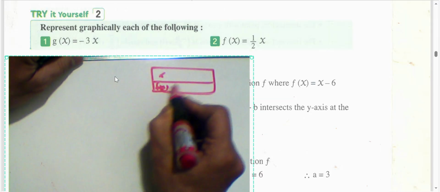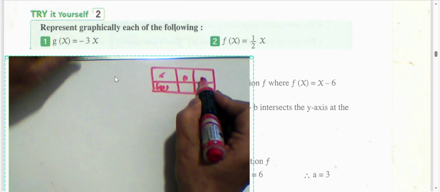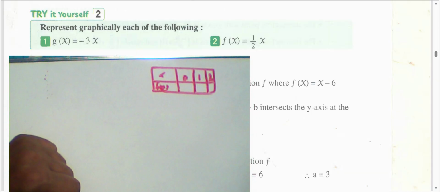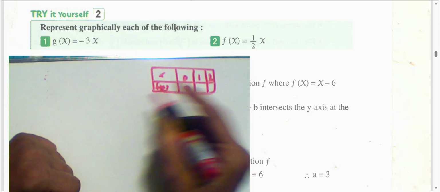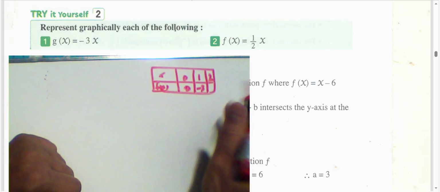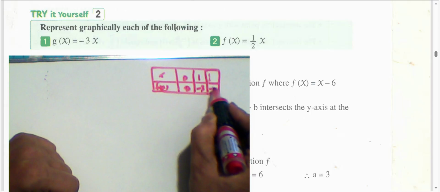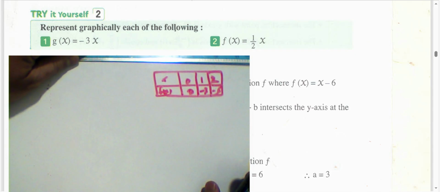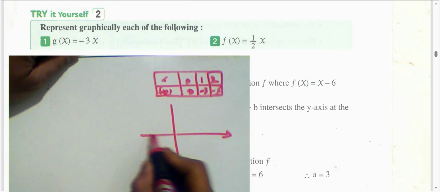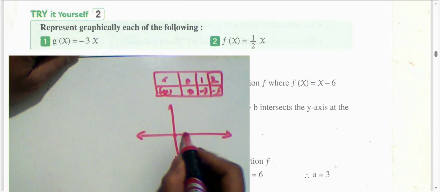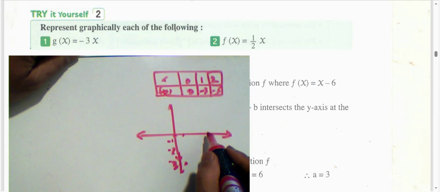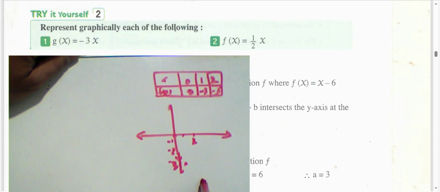We have x and f of x. Put 0, 1, and 2. Put 0 here: negative 3 times 0 equals 0. 1 times negative 3 is negative 3. 2 times negative 3 is negative 6. Okay, now I will draw the graph also like this. 0 and 0. 1 and negative 3, we have negative 1, negative 2, negative 3. 2 and negative 6. Go down to negative 6.